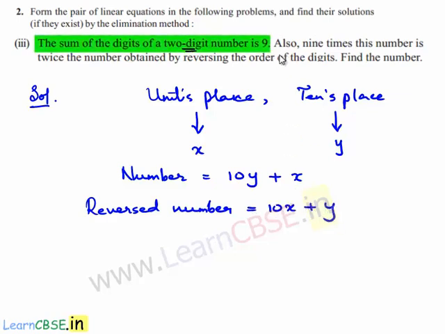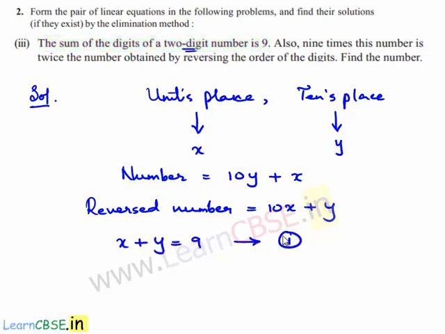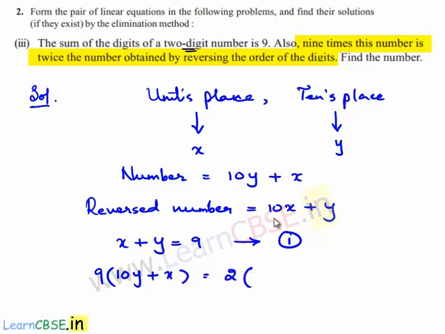Two conditions are given in the problem. One of them is sum of the digits is 9. That is X plus Y is equal to 9. Name this as equation number 1. And the second condition is 9 times the number is twice the number obtained by reversing the order of the digits. So 9 times of the number, which is 10Y plus X, is equal to twice of reversed number, which is 10X plus Y.